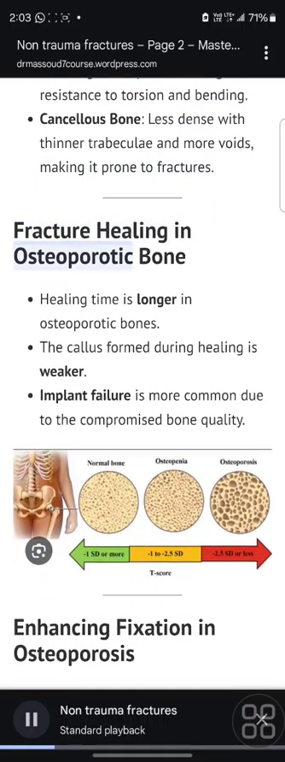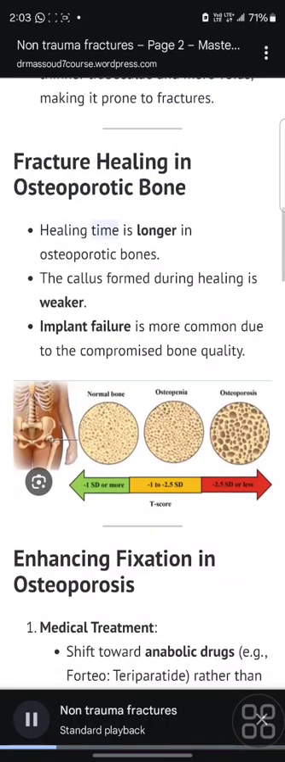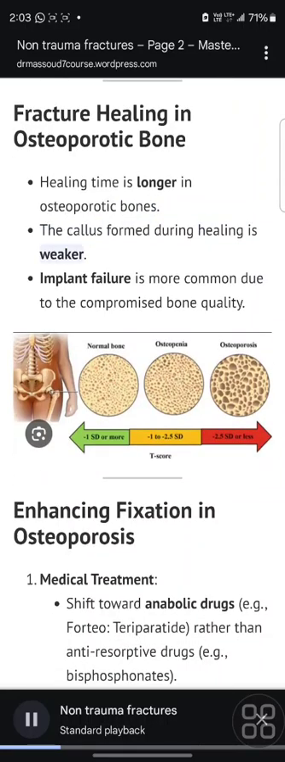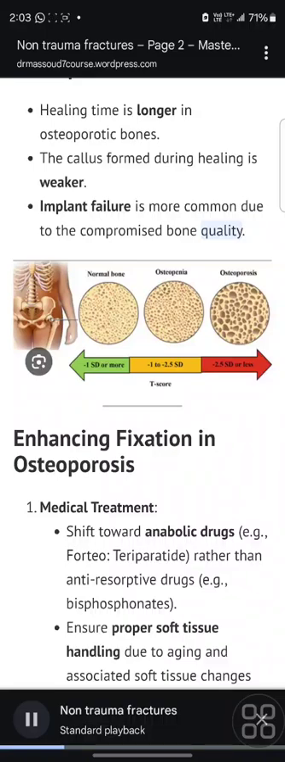Fracture healing in osteoporotic bone. Healing time is longer in osteoporotic bones. The callus formed during healing is weaker. Implant failure is more common due to the compromised bone quality.